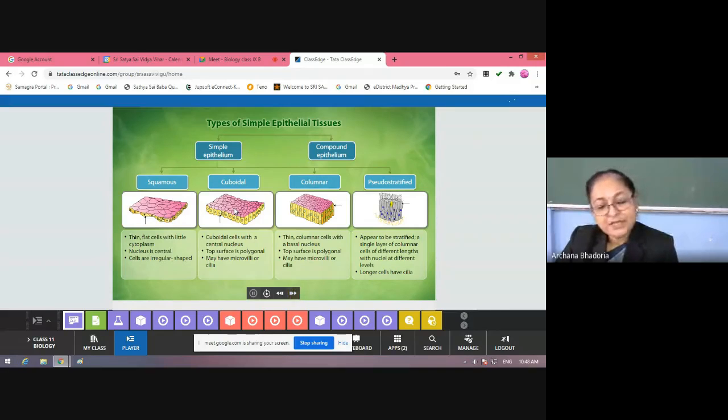And now from the name cuboidal itself you can understand what shape the cells will be. Cube like. So write it quickly. The cells are cube like. Write it simple. Cells are cube like. And then the second point, just write that they may have microvilli or cilia.